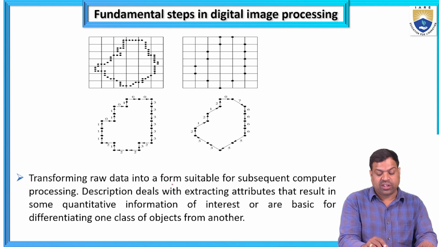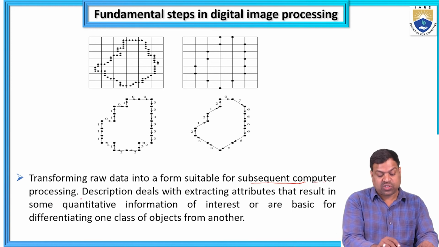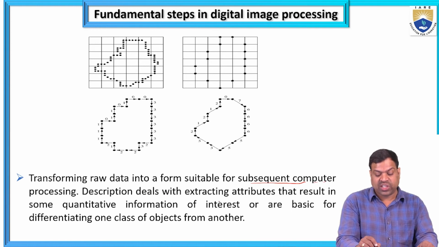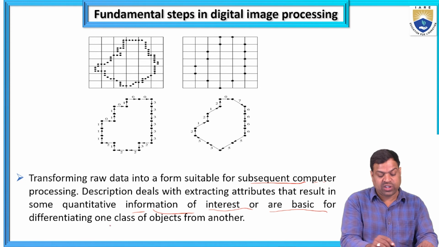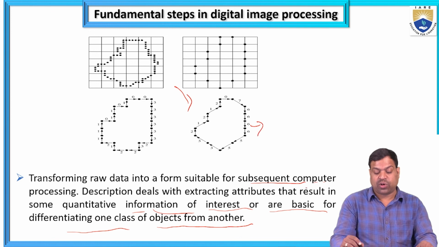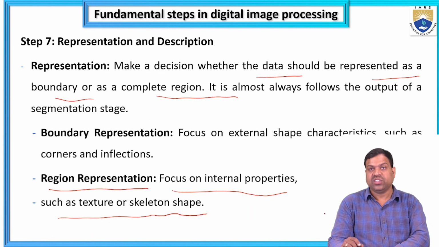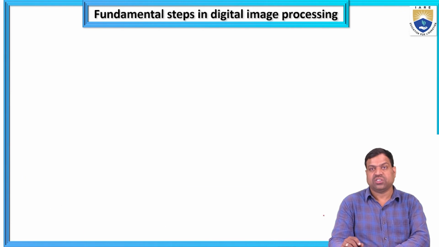Representation means transforming raw data into a form suitable for subsequent computer processing. Description deals with extracting attributes that result in some quantitative information of interest, or that are the basis for differentiating one class of object from another. So one class of object is distinguished from another form of object. That is how we are recognizing and representing the image.